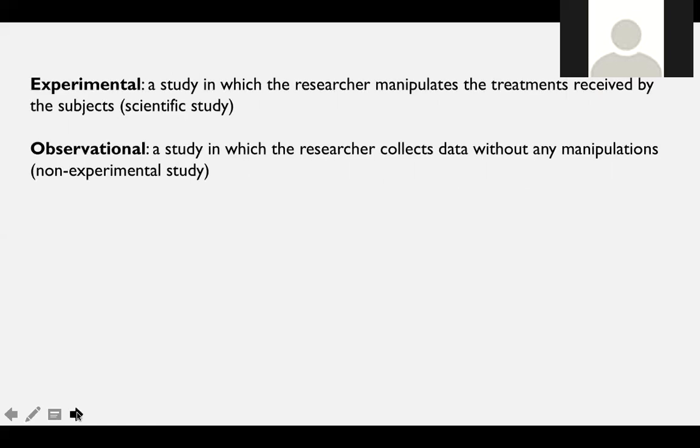So experimental and observational studies will come up a lot this semester. An experimental study is a study in which the researcher manipulates the treatments received by the subjects. So this is also known as a scientific study. And then an observational study, also known as a non-experimental study, is when the researcher collects data without any manipulations. So they leave it just up to nature.